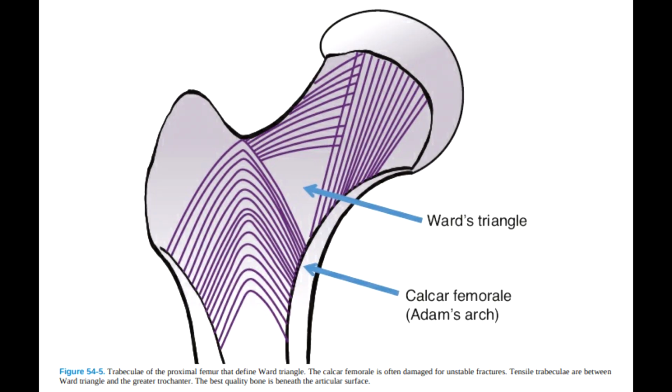Between these lies Ward's triangle, the radiolucent zone where bone is weakest. Understanding this trabecular architecture explains why some fractures collapse into varus and why others medialize. Finally, let's mention isolated fractures of the trochanters.